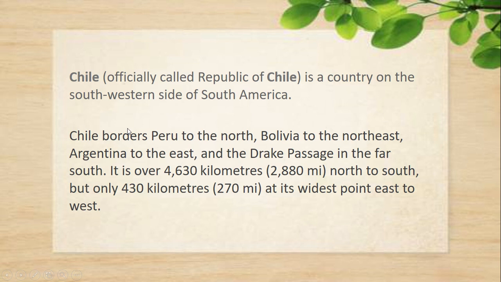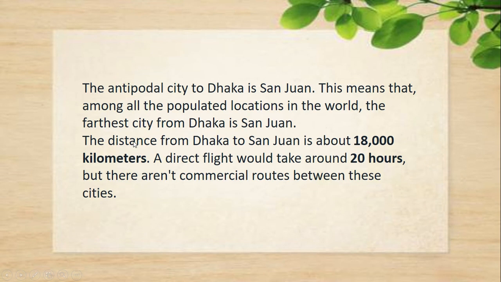The antipode of Dhaka is situated over the Pacific Ocean near Chile within the territory of South America. And the antipodal city to Dhaka is San Juan. This means that among all the populated locations in the world, the furthest city from Dhaka is San Juan. The distance from Dhaka to San Juan is about 18,000 kilometers. A direct flight would take around 20 hours, but there are no commercial routes between these cities.